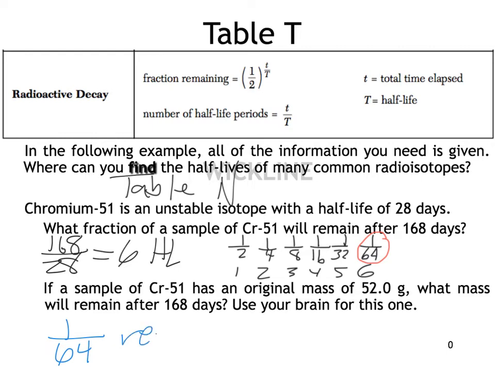1/64 remains. But the question reads that there was an original mass of 52 grams, and what mass will remain. So they're not asking me for a fraction, which means that I can't have my answer end up as 1/64. But one easy way to solve it would just be to take that fraction, 1/64, and multiply it by the original mass, which in the question is stated as 52. So in other words, 1/64 of 52 grams will remain. I'm going to calculate that, and I'll come right back.